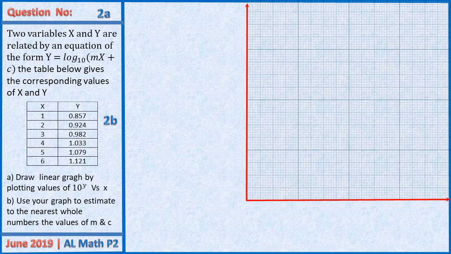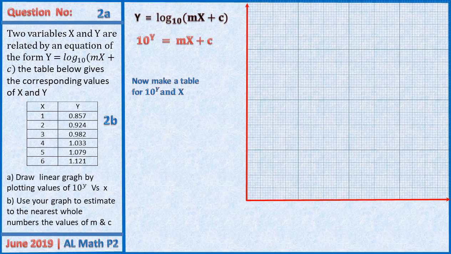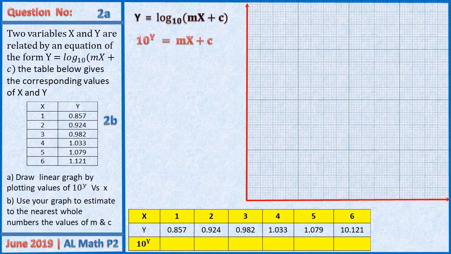So the question here is clear. We are supposed to use the values of 10 to the power y and plot against x. So we first of all write this equation in a form that is suitable for us to work with. So we rearrange in index form and we will have 10 to the power y is equal to mx plus c. Now we make a table of values for 10 to the power y and x.